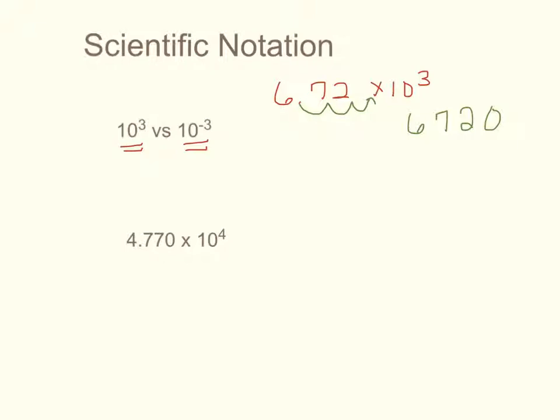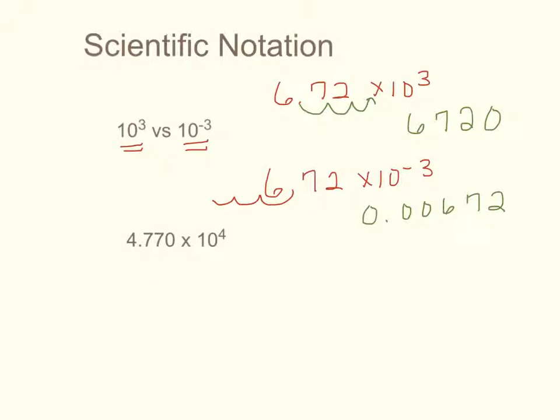If we have the 6.72 times 10 to the negative 3, then of course we are going in the opposite direction with our decimal place, 3 places, and so the number that we have is 0.00672. So know how to work with expanded form or scientific notation form.